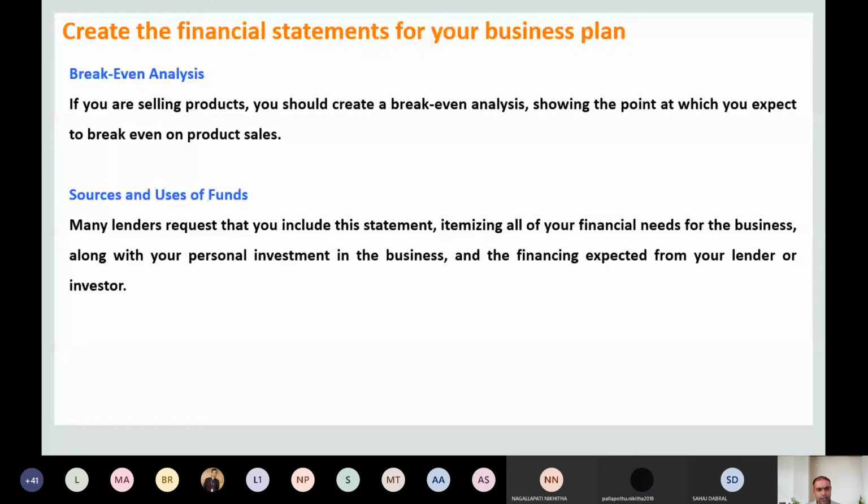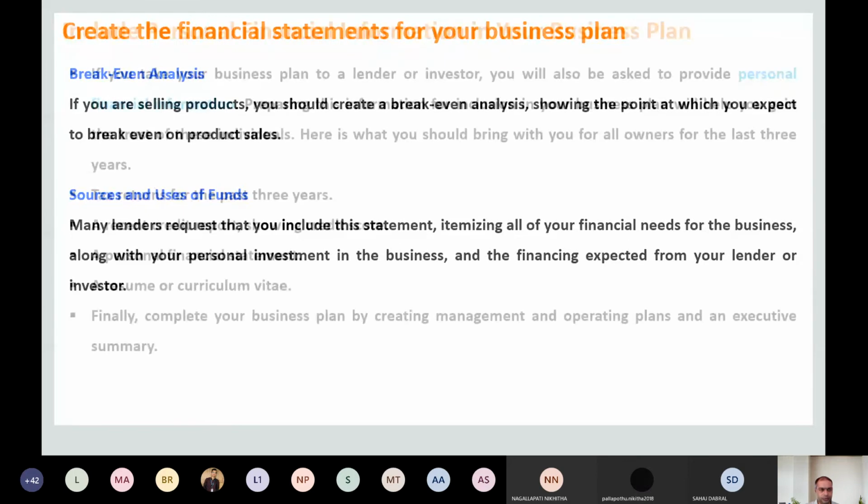So you should add the financial statements. When adding the financial statement, like who the investors in your business are, you should add your personal contribution, and the money you are expecting from the money lender or from the investors, and from other sources. The source of funds and how we are going to utilize the funds, that statement has to be added, including your personal investment and the other sources of funds. All these things have to be added.